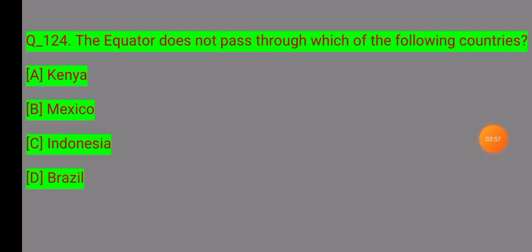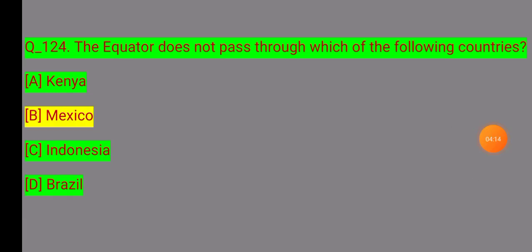124 number question. কি বলছে: the equator does not pass through which of the following countries? এই চারটি অপশনের মধ্যে কোনটি হবে? Number B, Mexico. The equator does not pass through Mexico; the equator passes through Kenya, Indonesia and Brazil.